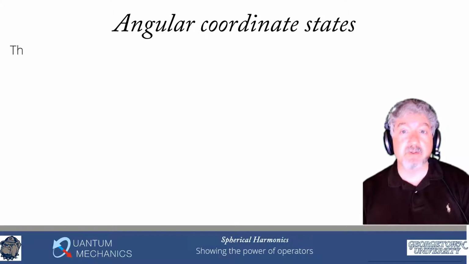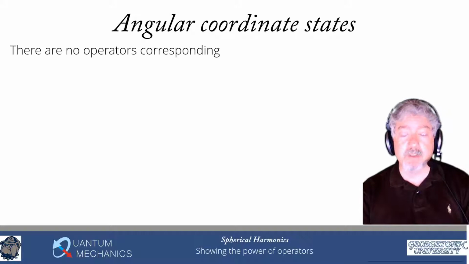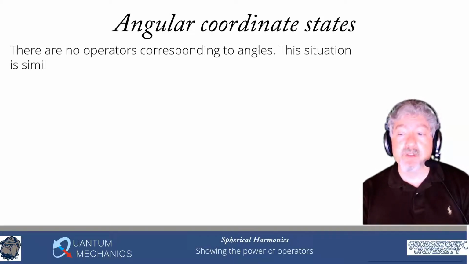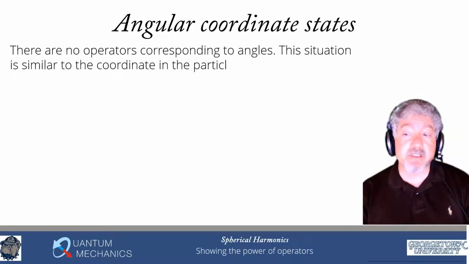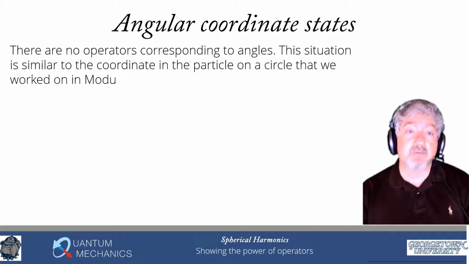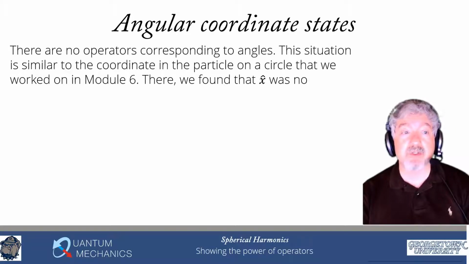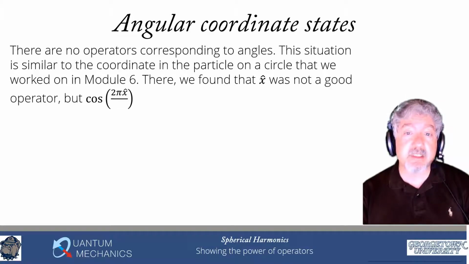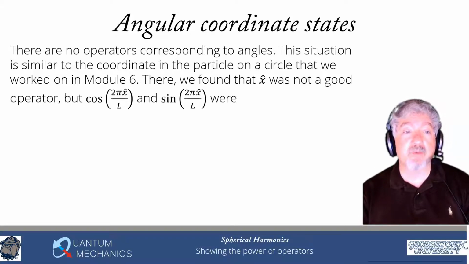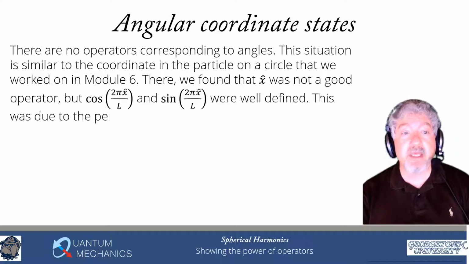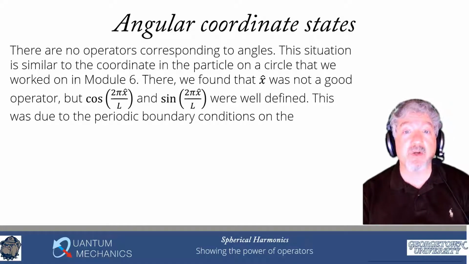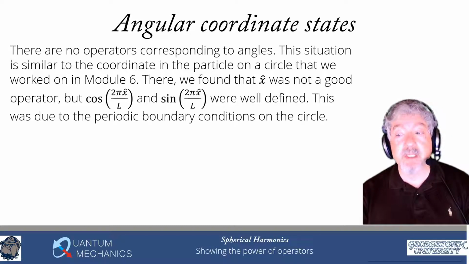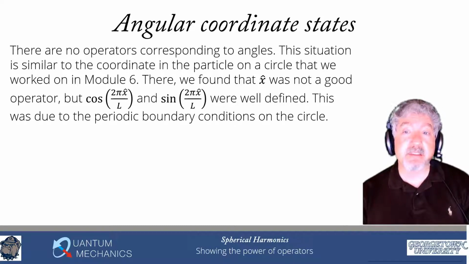All right, so let's talk about these angular coordinate states. I want to just remind you that there are no operators that correspond to angles in quantum mechanics. The situation is similar to the situation we had for the coordinate when we solved the problem of the particle on a circle. We worked that out in Module 6, and there we found that the position operator was not a good operator, but cosine of 2 pi x hat over L and sine of 2 pi x hat over L, those both were well defined because they had the same periodicity as the perimeter of the circle, which was L. And so those objects were well defined. And this was because we were picking periodic boundary conditions on the circle.